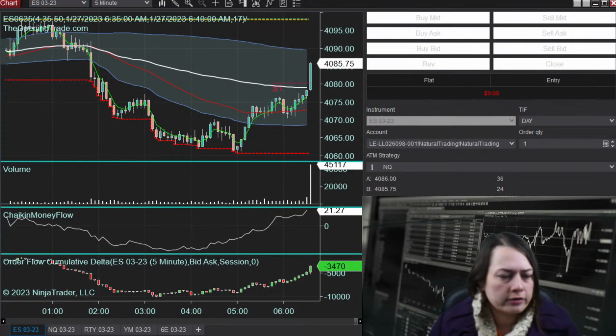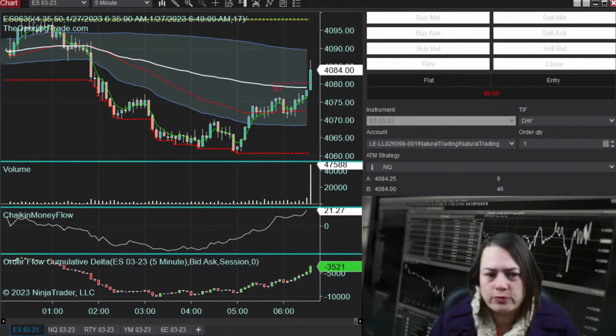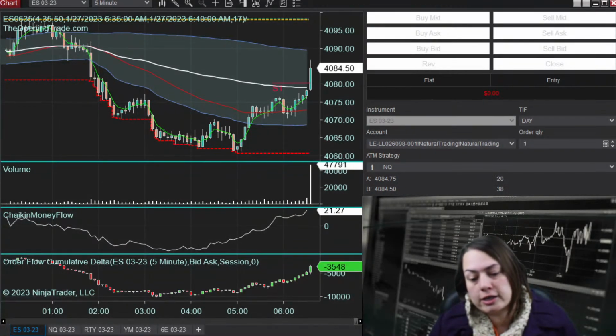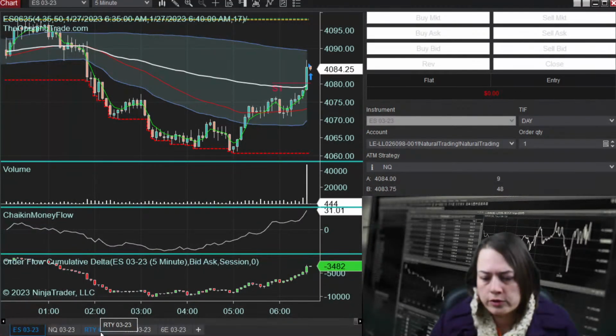Gold edges down as the metal remains unable to regain the U.S. $1,900 mark as the dollar and yields rise. All right, so we have less than a minute, and which one should we watch today? Should we watch the ES or the Russell?